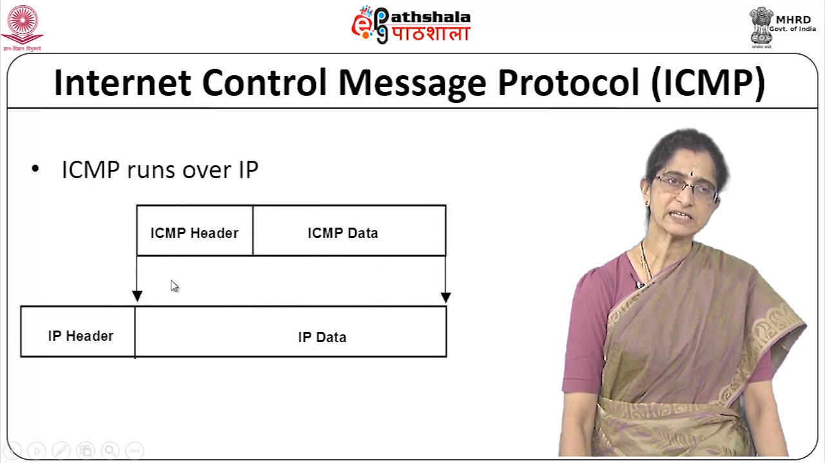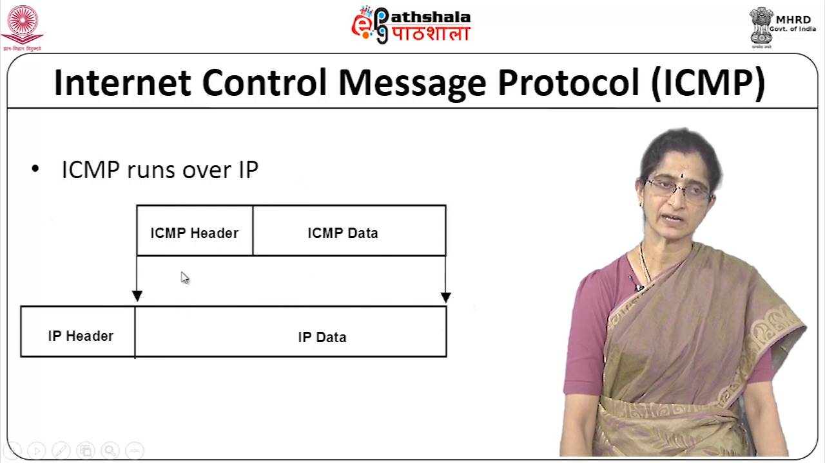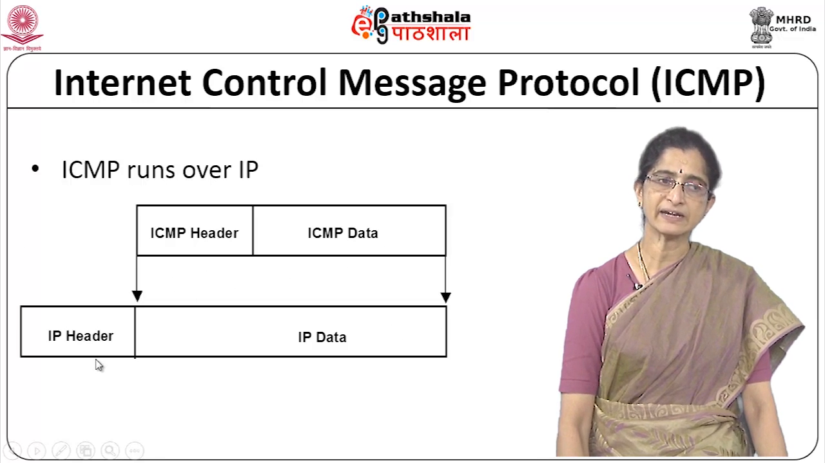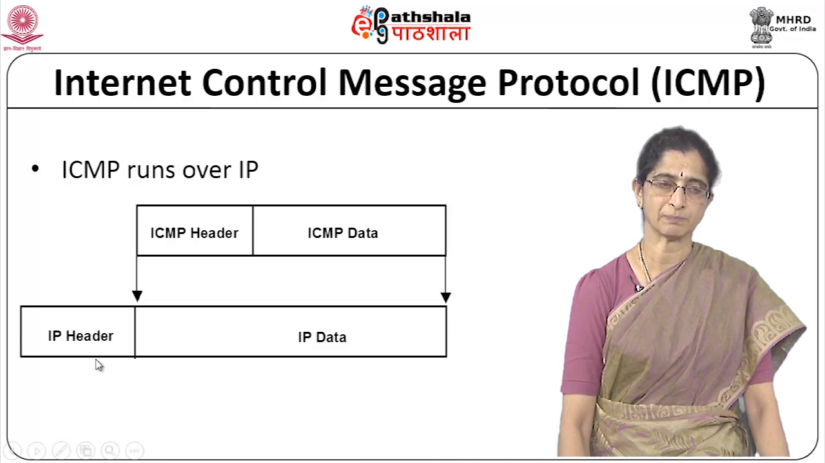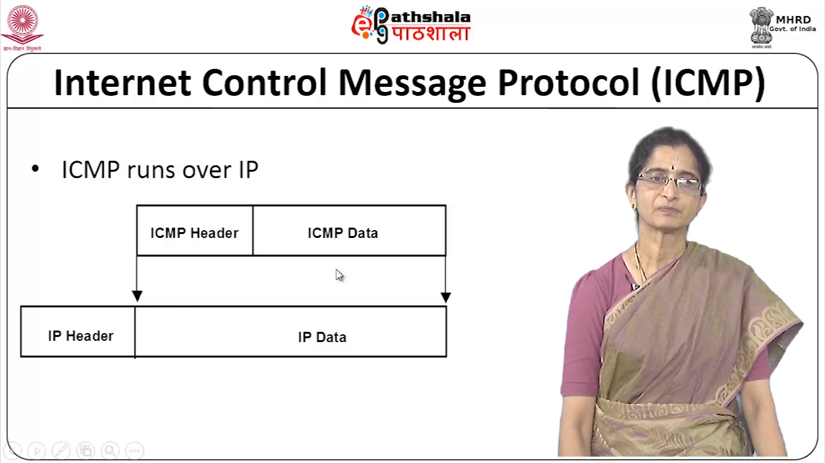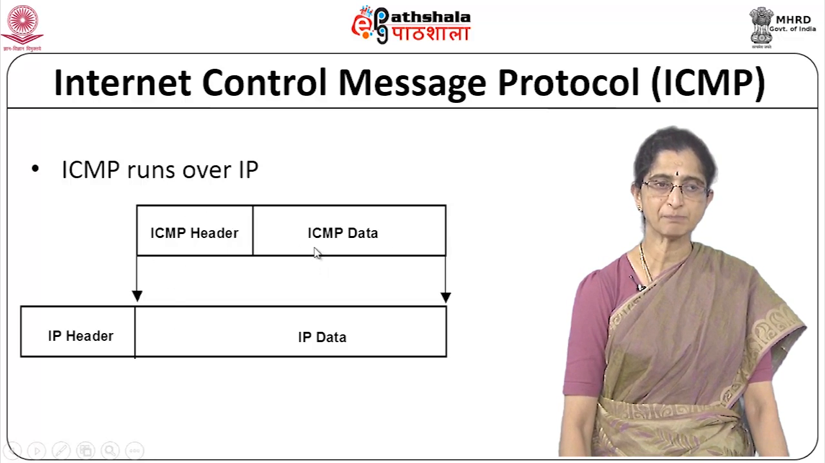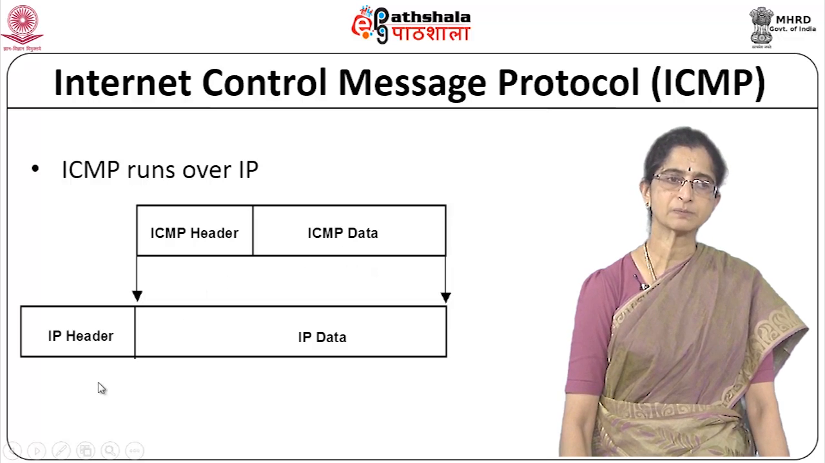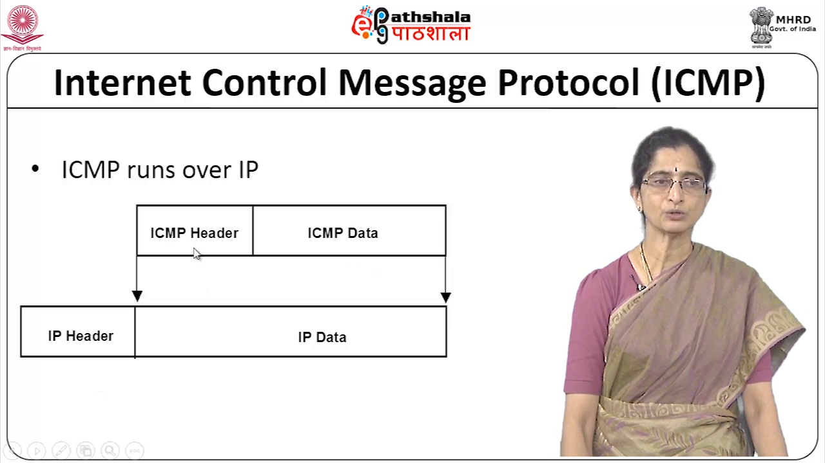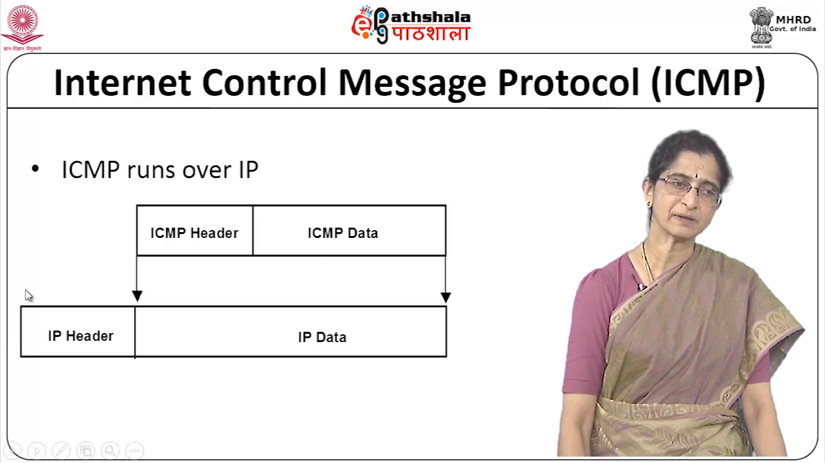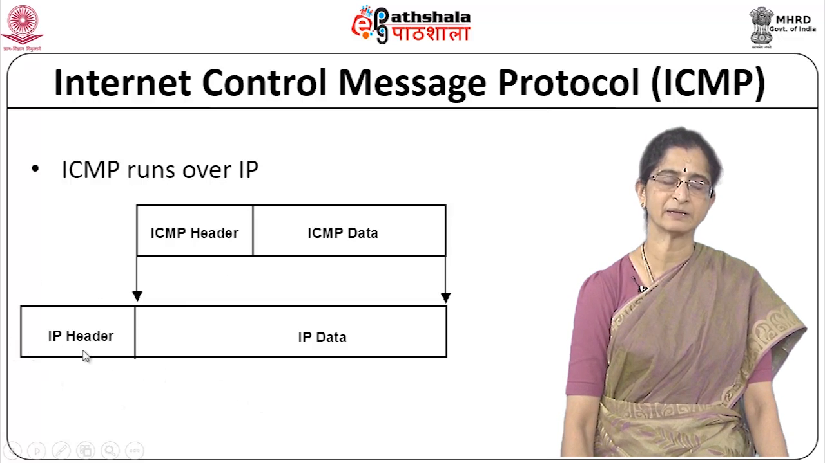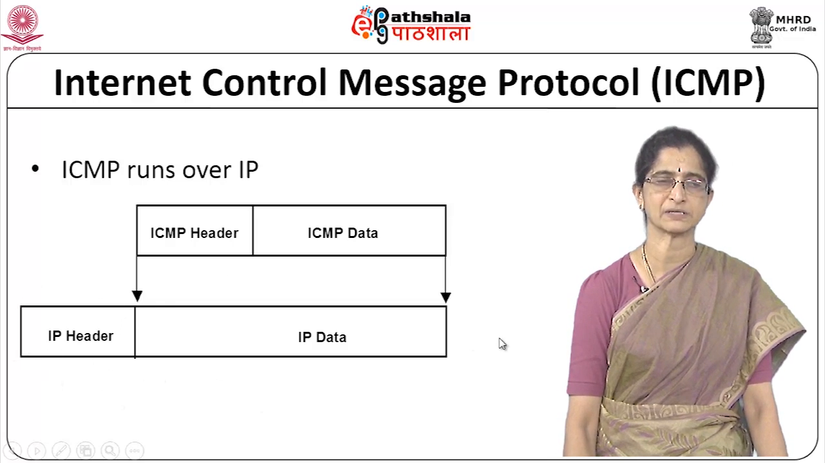Okay. So the ICMP message that we have is carried as part of an IP packet, which means you have the ICMP data, and there will also be an ICMP header. So this ICMP data plus header becomes part of an IP packet. So this becomes the IP data, and it will be encapsulated in an IP datagram. So an IP header will be added to it and it will be sent.